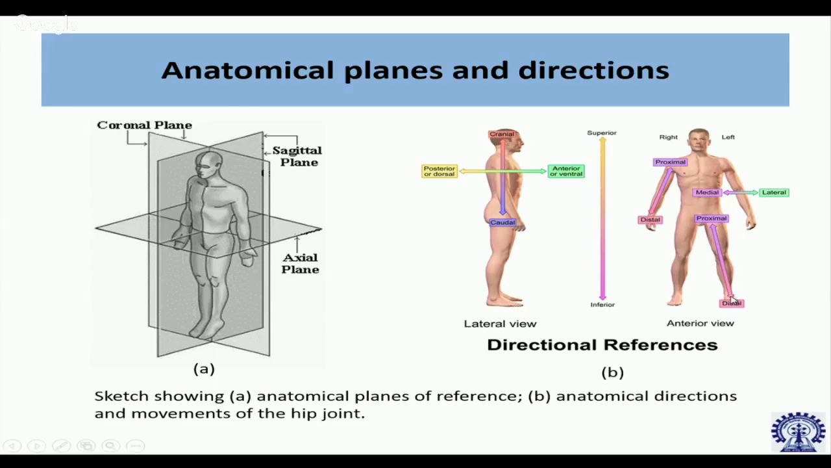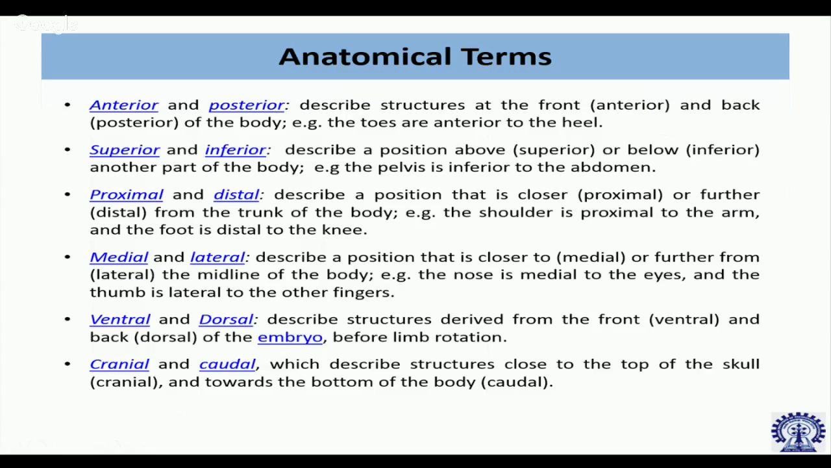So here also in the lower part we have the proximal and the distal for the lower limb. So anatomical terms we have defined that it is anterior, posterior, which are opposite, superior, inferior, proximal, distal, medial, lateral, ventral, dorsal, and cranial, caudal, all defined in the earlier slide in the figure. Okay.